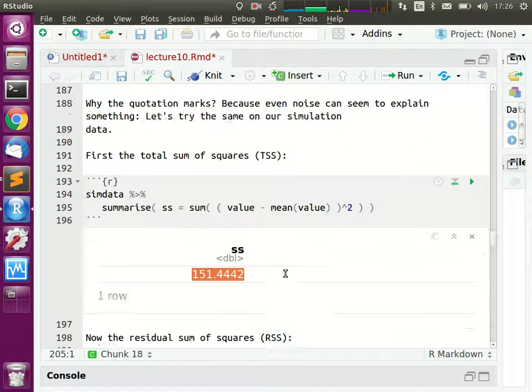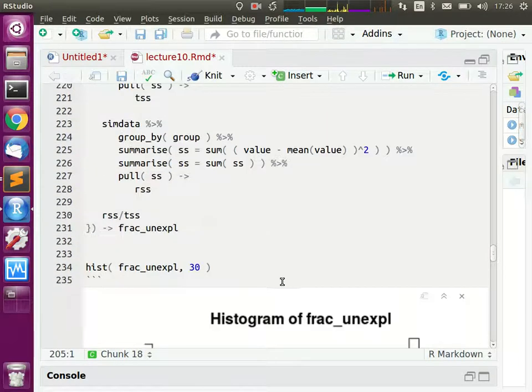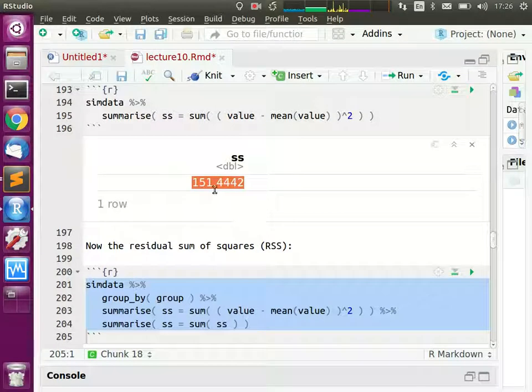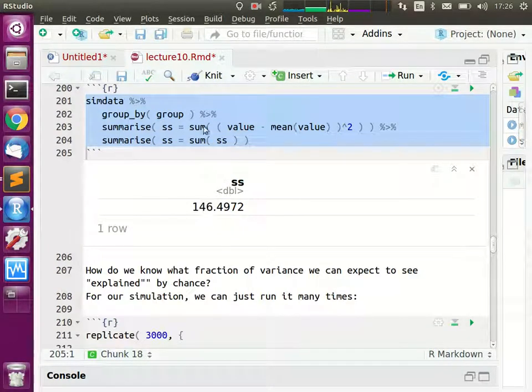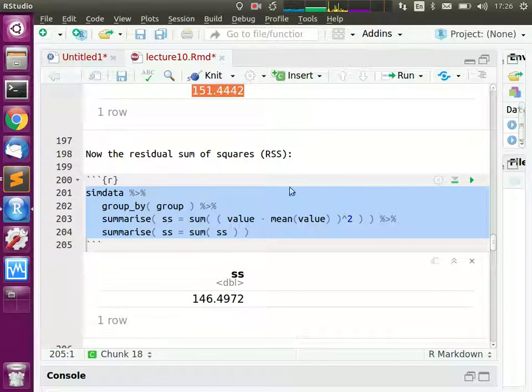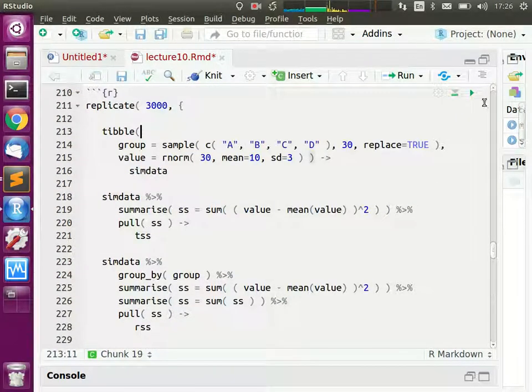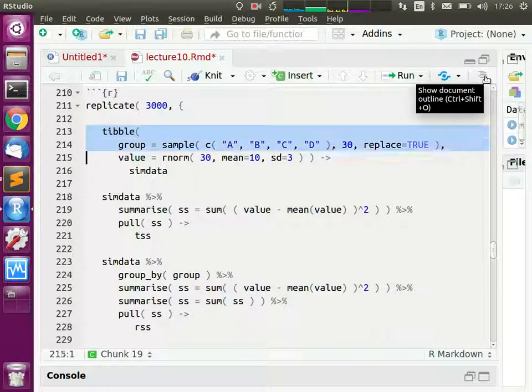In my simulated data, it looks much different. If I now calculate how much is unexplained, it's 146 over 151. This is about 98% unexplained, and only 2% is explained, in quotation marks. So how can we see what's typical here? I do my favorite thing, doing a lot of replicated simulations.